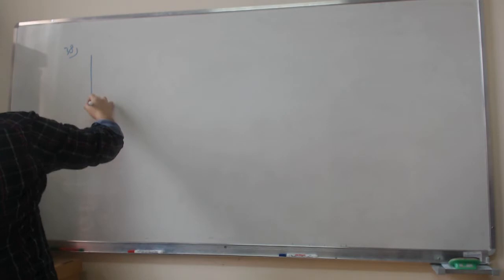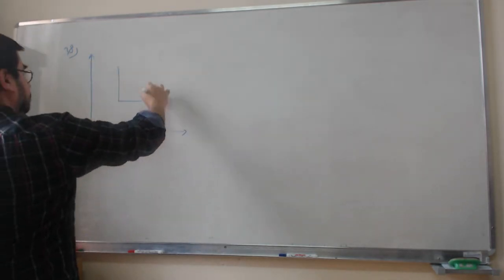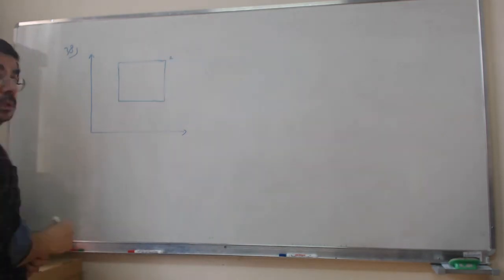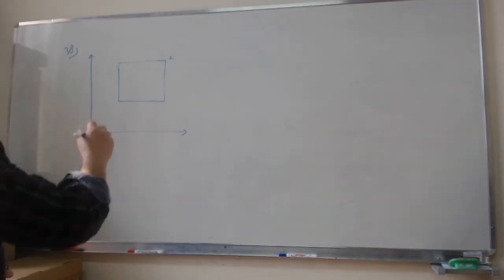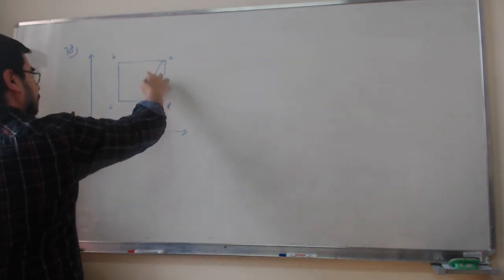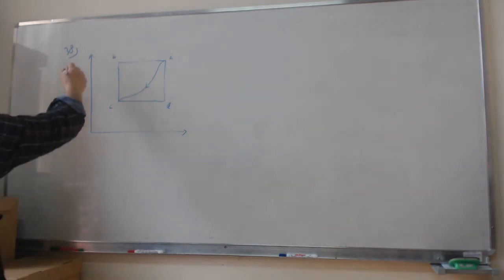So we have a PV diagram. This is problem 38, a PV diagram, something like this. A, B, C, D as follows, and we have this curve here. There are also arrows on the other curves, but it doesn't really matter for our purposes.